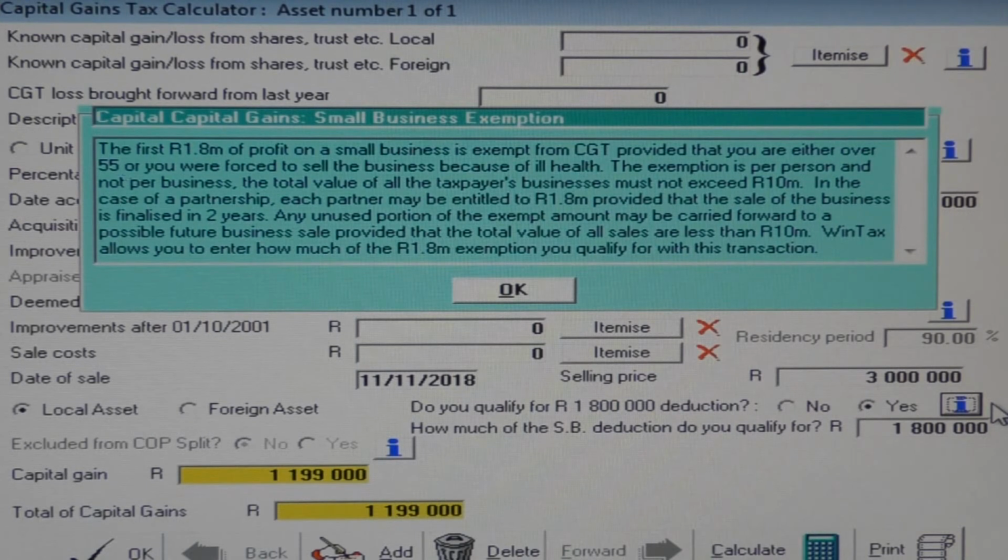The total value of all taxpayers' businesses must not exceed 10 million rand. In the case of a partnership, each partner may be entitled to 1.8 million deduction, provided that the sale of the business is finalized within 2 years. Any unused portion of the exempt amount may be carried forward to a possible future business sale, provided that the total value of all sales is less than 10 million rand.